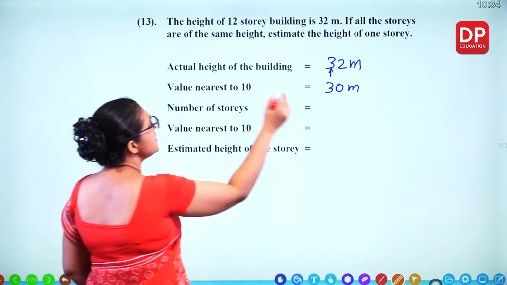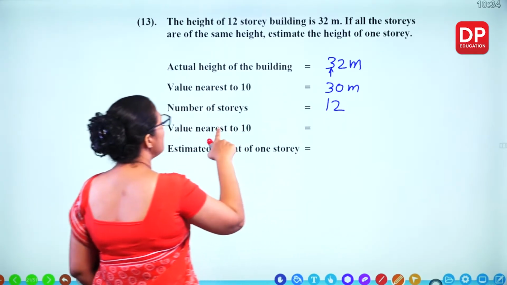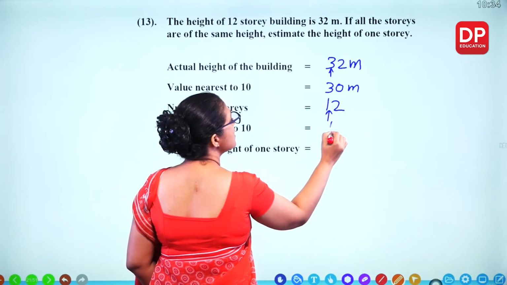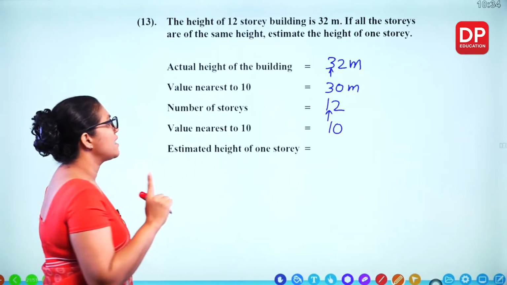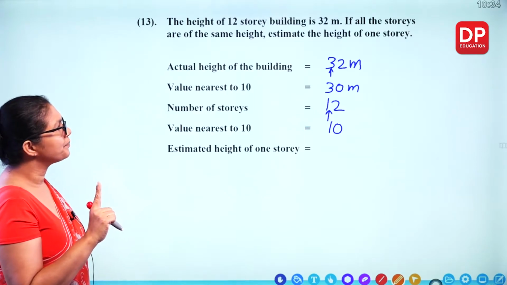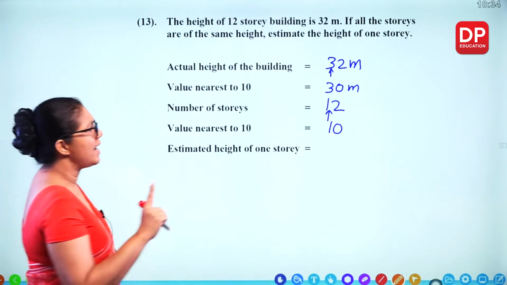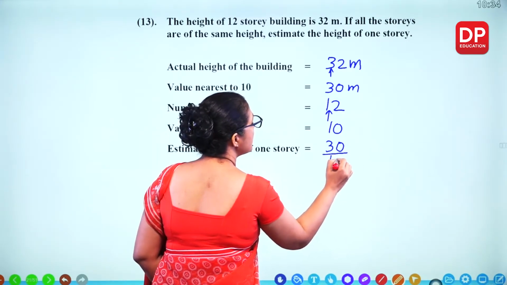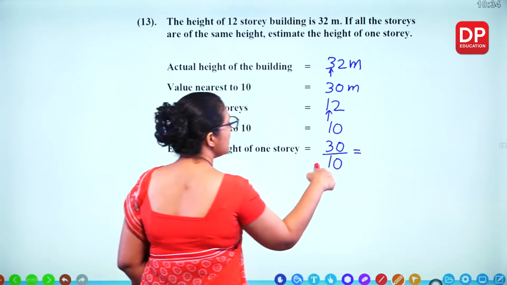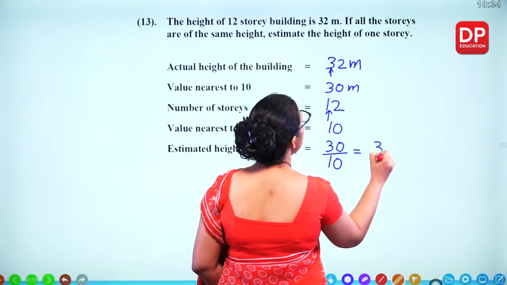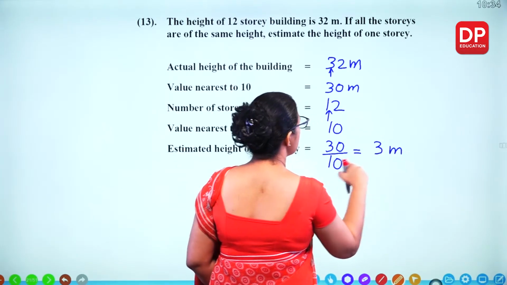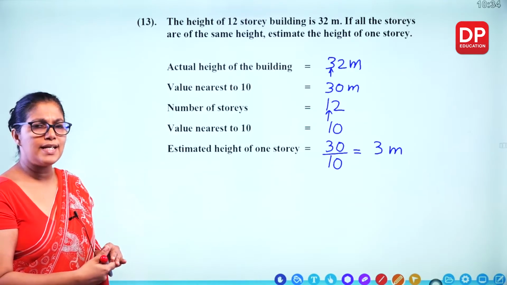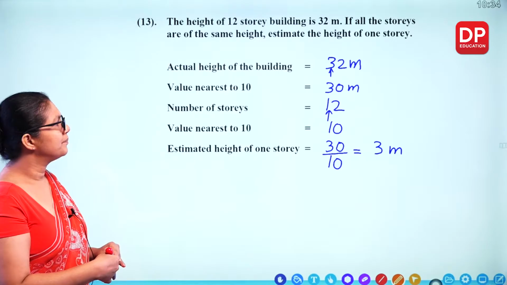Number of stories is given 12. When you round that value nearest 10, you get 10. So estimate height of one story. So what's the height? You can just divide. 30 divide by 10. So roughly 3 meters. Height of the one story is 3 meters roughly.